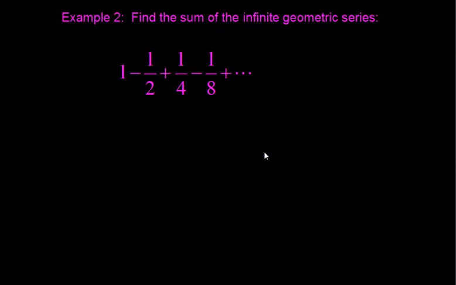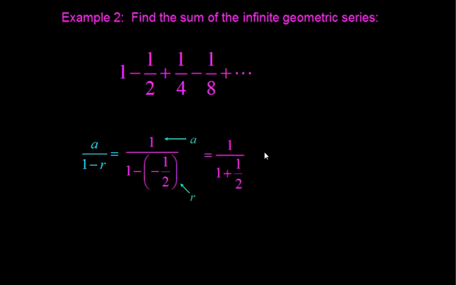Next, let's do another example. We're finding the sum of the geometric series 1 minus 1/2 plus 1/4 minus 1/8. You can see that the common ratio is -1/2. So if we do a over 1 minus r, we would get 1 over 1 minus -1/2, which ends up being 1 over 1 plus 1/2, which is 1 over 3/2, which is 2/3. So this series converges to 2/3.